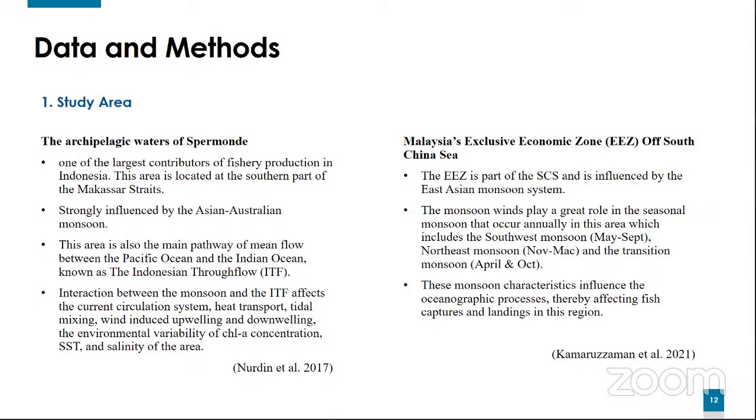So this area is located at the southern part of the Makassar Strait, which is strongly influenced by the Asian Australian monsoon. And this area is also the main pathway of mean flow between the Pacific Ocean and the Indian Ocean, known as the Indonesian Throughflow atau ITF. So interaction between the monsoon and the ITF affects the current circulation system, heat transport, tidal mixing, wind-induced upwelling and downwelling, and the environmental variables of chlorophyll concentration, SST, and salinity of the area.